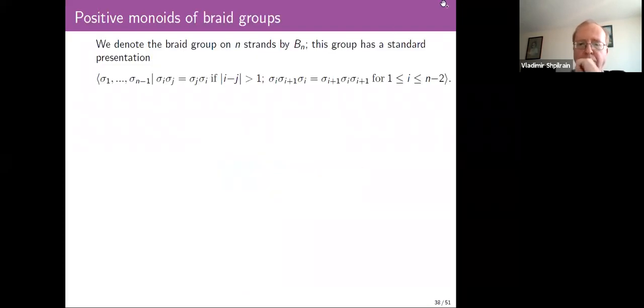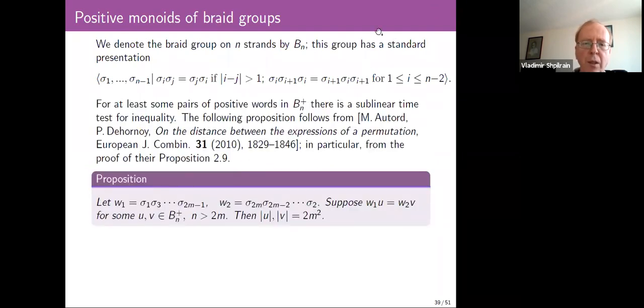So braid groups. Braid groups are very popular as well. That's a standard presentation of a braid group Bn with standard generators. And you see that the defining relators here are positive words. So again, we can talk about a positive monoid associated with this presentation. And it turns out that at least for some pairs of positive words in this positive monoid, there is a sublinear time test for inequality.